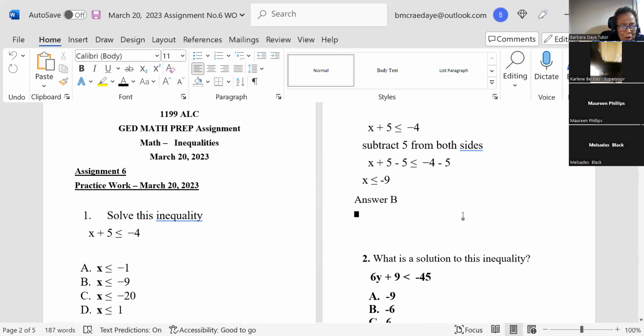Any questions? Number 1, -4 minus 5 gives -9. So the answer is B. I understand mine because I put -4, -4, so 4 into 4 is 1. No, wait a minute, Maureen. -4 and -4, that's not division. You changed from subtraction to division. Oh, I see. Because when you're adding, that's not the same as division.